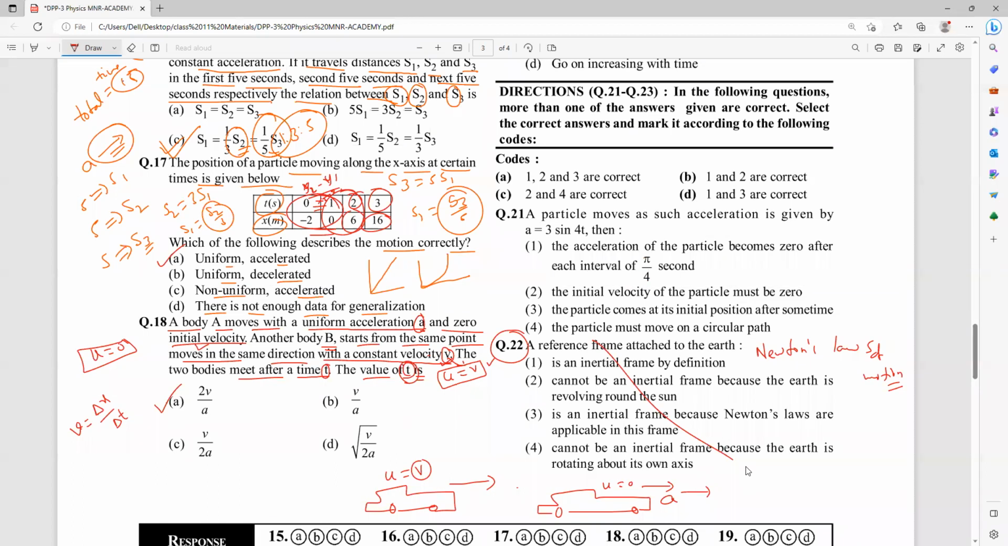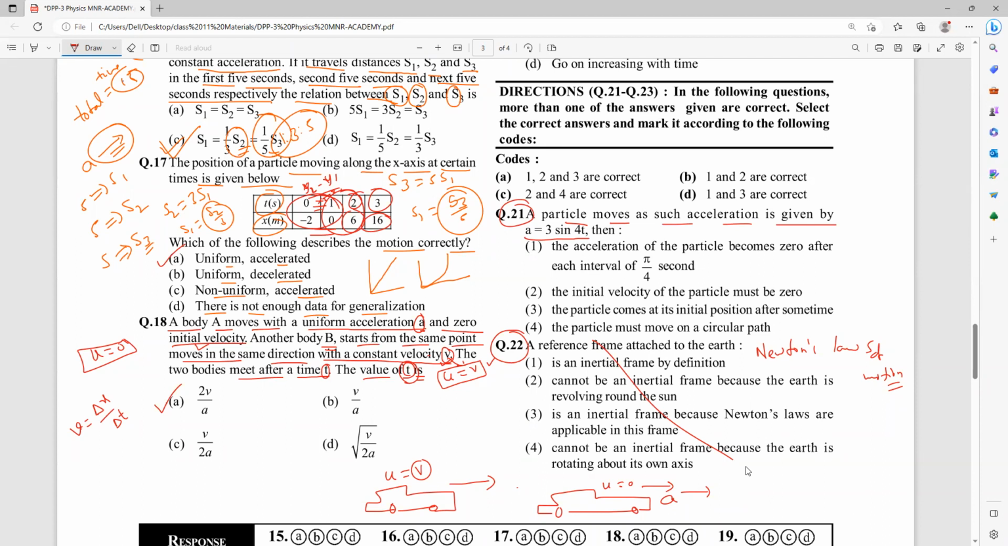Now, next question, the 21st question. It is a very, very important question. It has multiple correct options, so we have to find all of them. Observe very carefully. The particle moves such that its acceleration is given by a = 3 sin 4t.